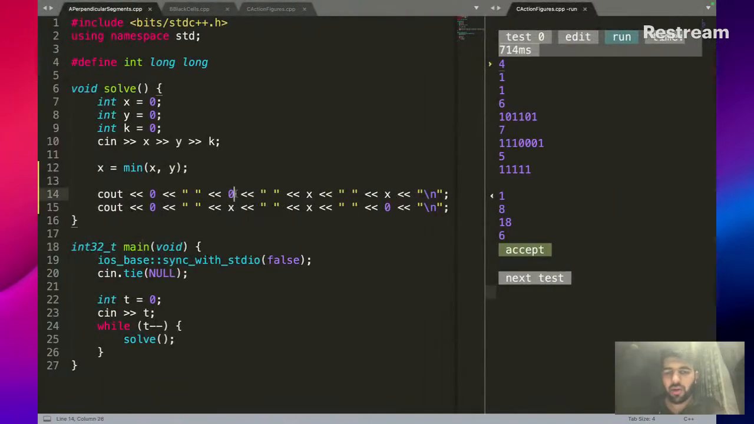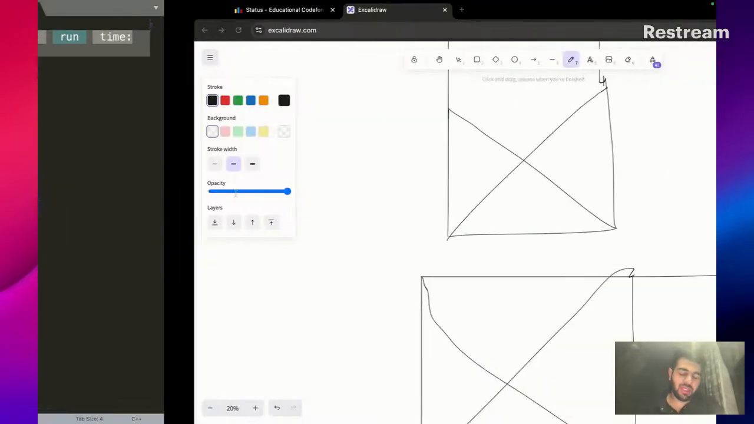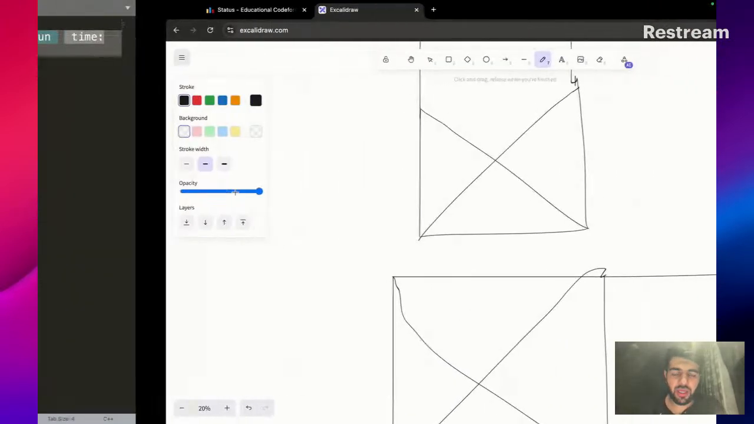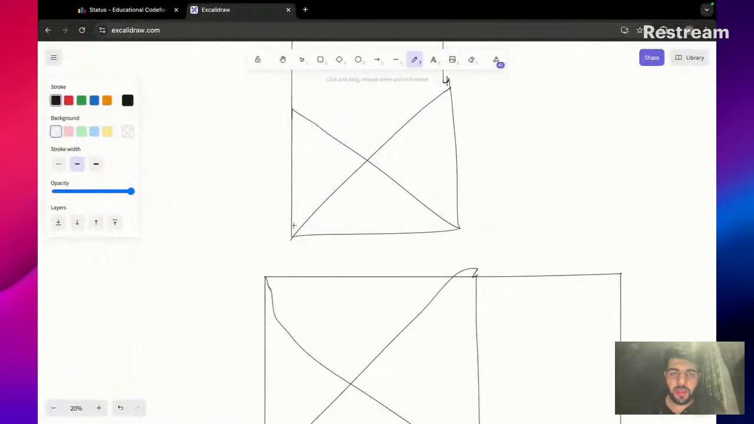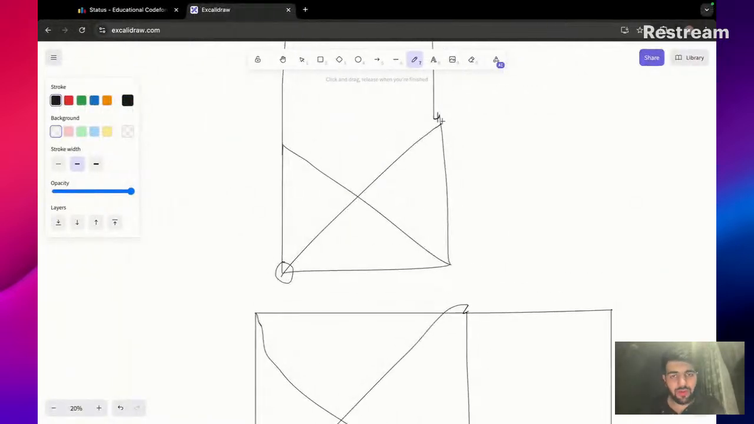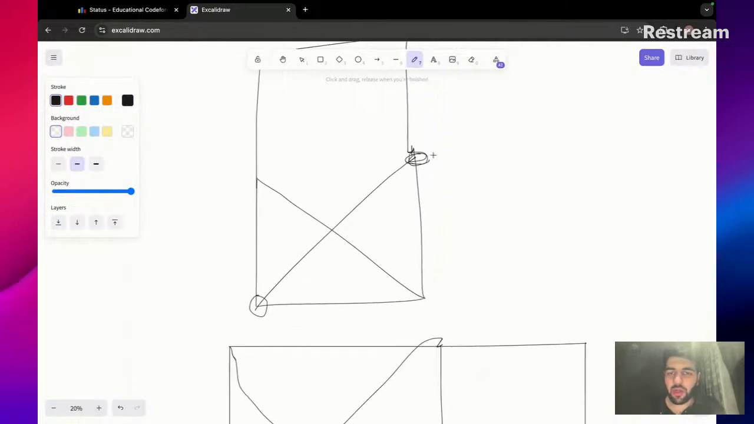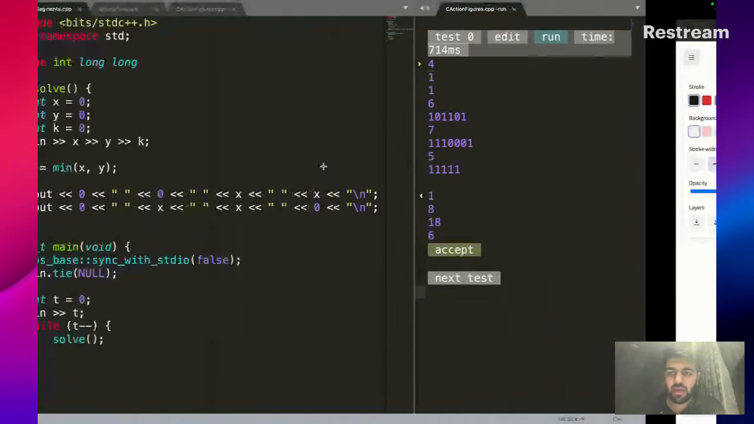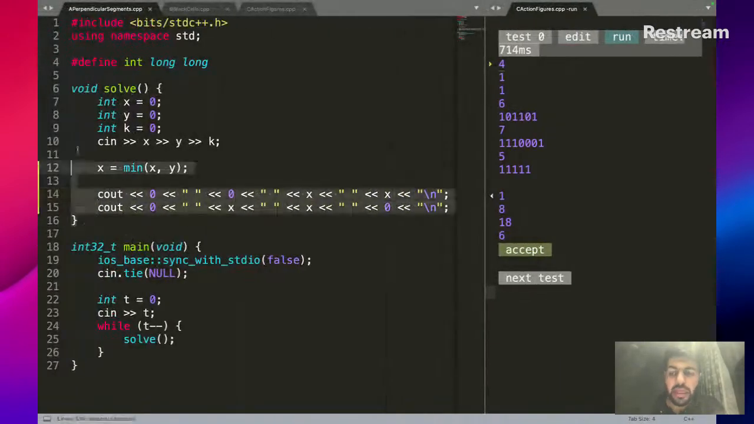So 0 comma 0, and the square will be the side with the min length. You can make it. So you have 0 comma 0, minimum of x comma x or y comma y, right? So x will be the side length or y will be the side length, and here x comma, sorry, 0 comma x and x comma 0. So that is how you will get the diagonals and you can get your solution.